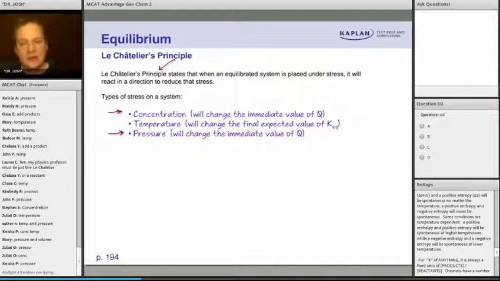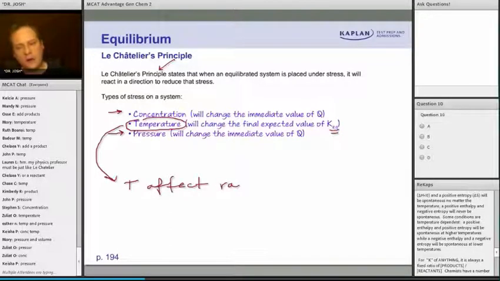Now, changing concentration and pressure, those are going to affect our value of the reaction quotient, Q. Because if you change the concentration, you change the concentration right now, but it's going to go back to equilibrium. If you change the pressure, you're going to change the concentration of something right now. But temperature, no. Temperature affects K. What? Because think about it. Temperature affects the rate law itself. Because you guys remember this.